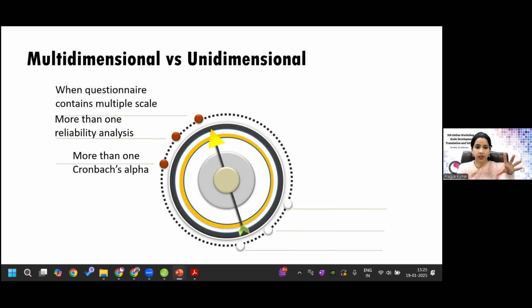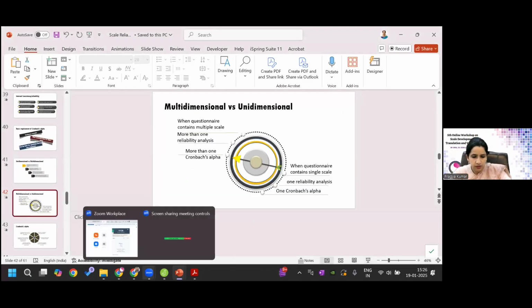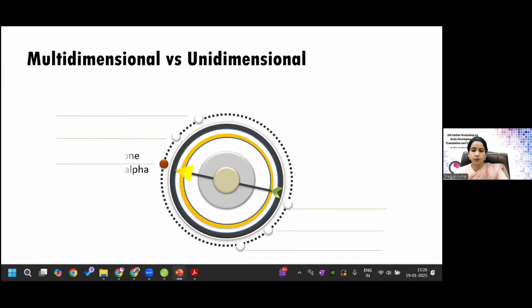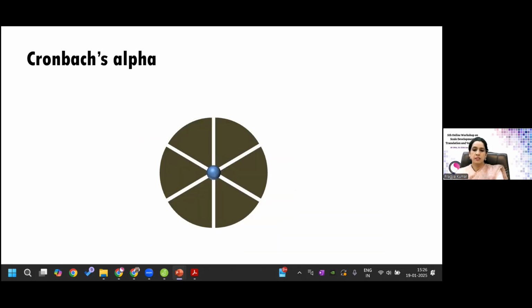And when the questionnaire contains multiple scales, then also it is multidimensional. Coming to unidimensional, the questionnaire contains only a single scale. That's why, on day one, yesterday, regarding that hypertension screening, you saw that the author used two scales. If a person has used two or three scales, then the alpha will be different for each of those scales. So if more than one scale is used, that many reliability analyses should be performed and that many alphas will be there.